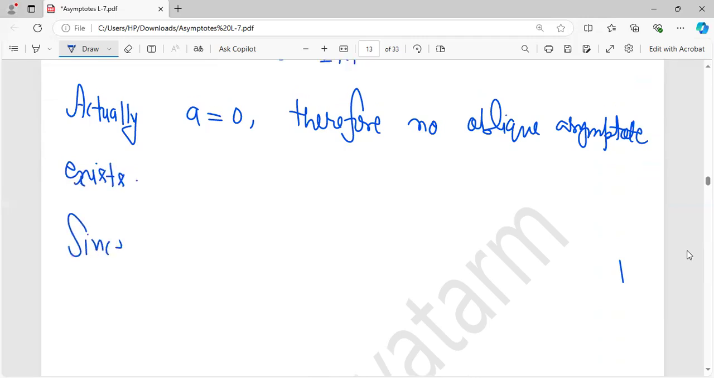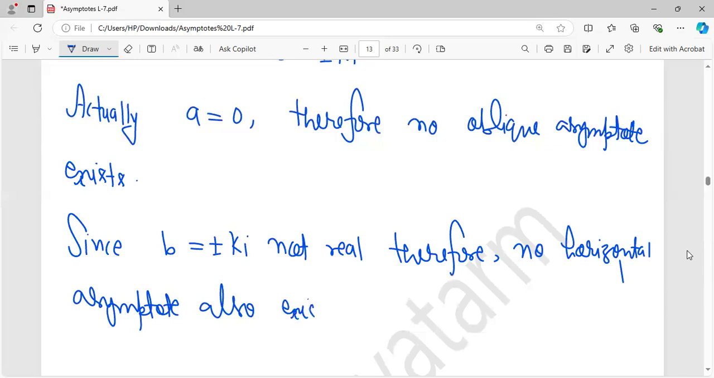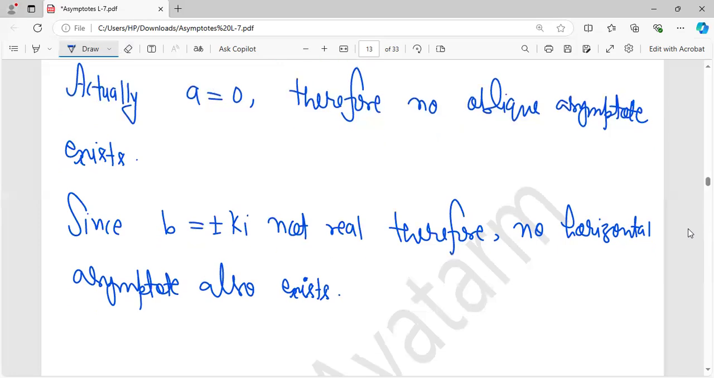Since B is plus or minus ki, not real, therefore no horizontal asymptote also exists. In this way, we explain 2 things. We know that A is 0, so no oblique asymptote exists. But B is going to be a complex number that is not real. It means no horizontal asymptote will also exist. So there are 2 explanations written here.